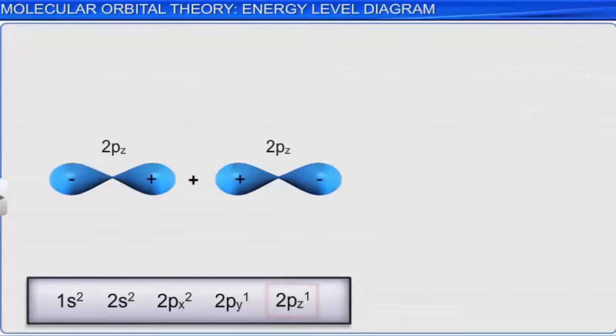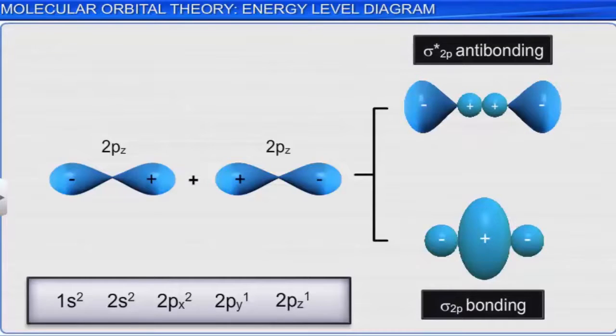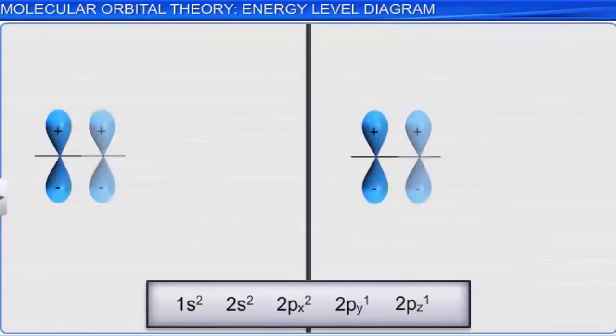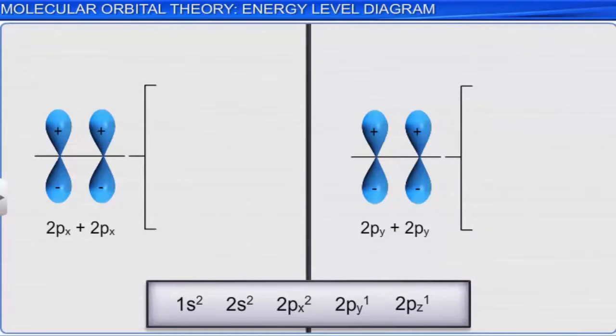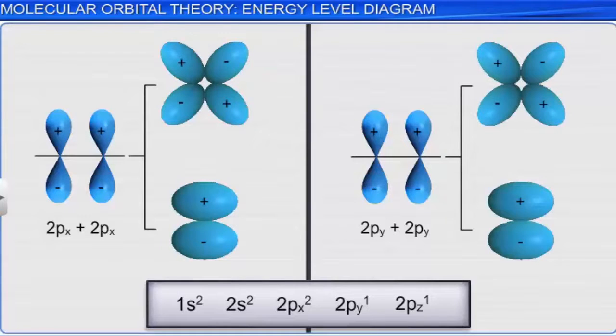Two 2pz orbitals combine head-on to form sigma 2p bonding and sigma star 2p antibonding molecular orbitals. However, the two 2px and 2py orbitals combine sideways to form a p orbital shaped bond, with the electrons concentrated either above or below the bond axis. Hence, these molecular orbitals are called pi orbitals.